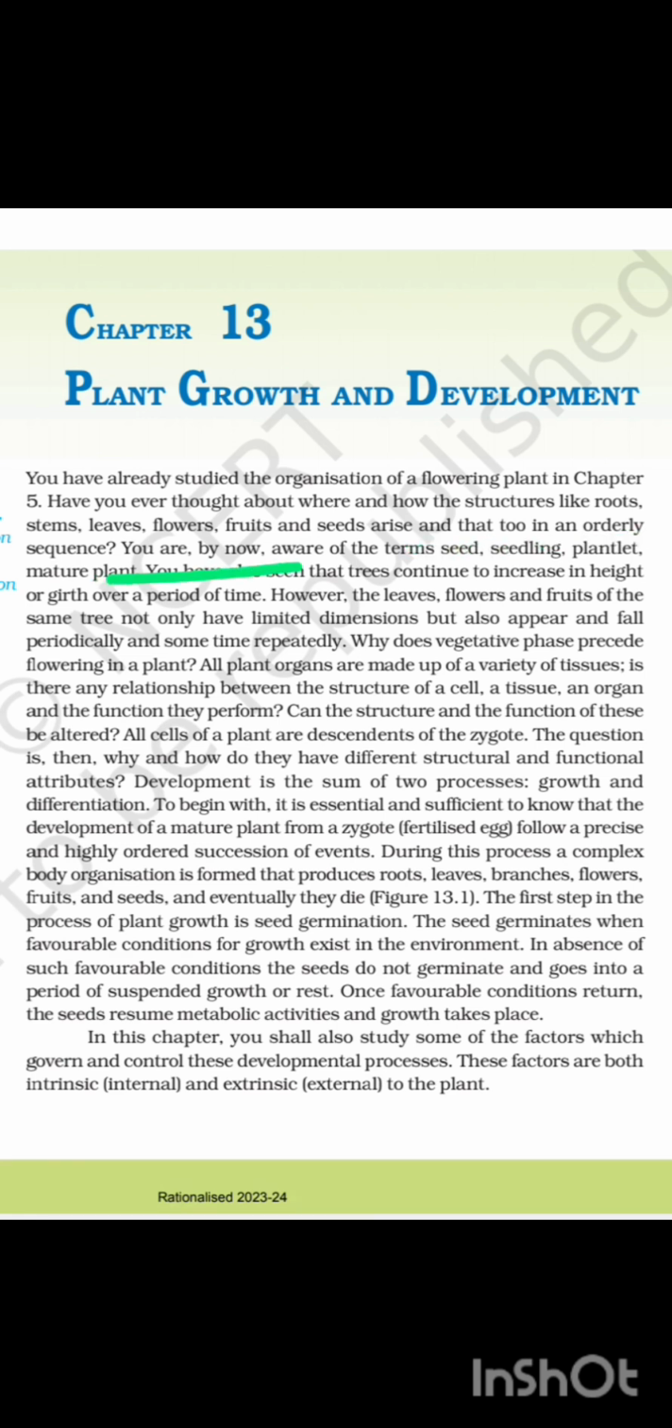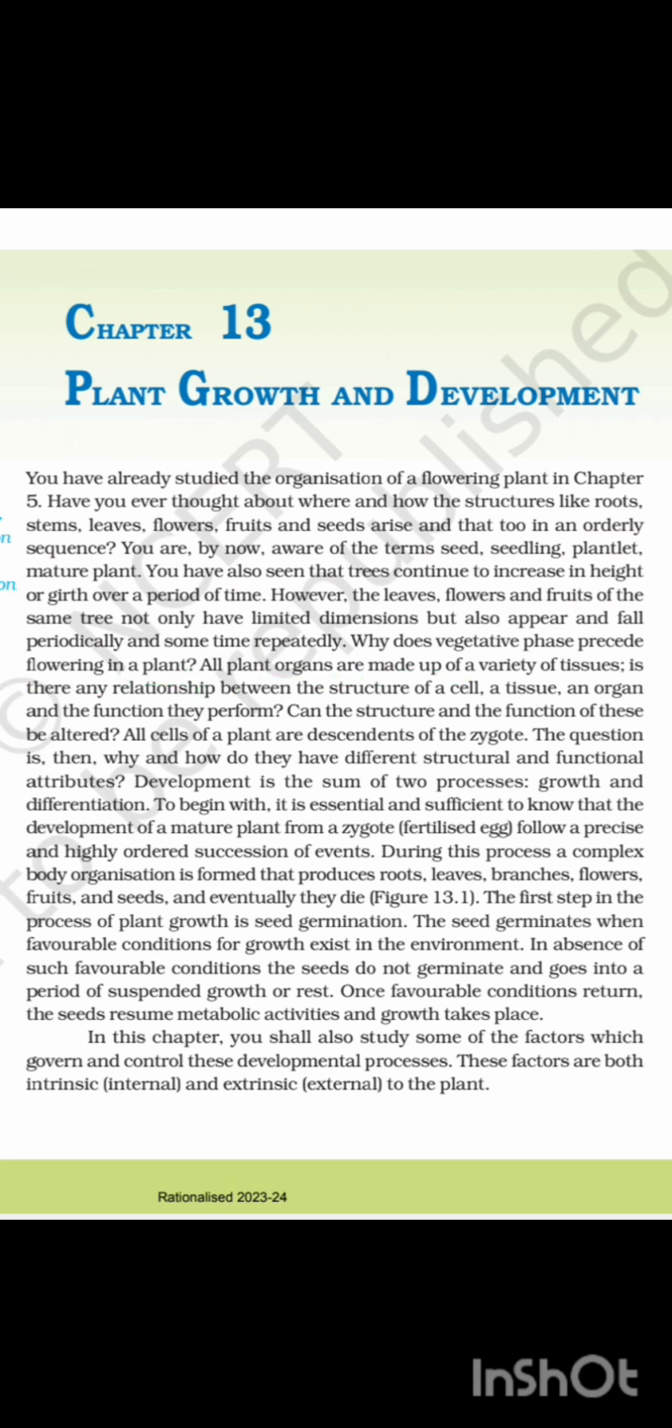You are by now aware of the terms seed, seedling, plantlets, mature plants. You have also seen that trees continue to increase in height or breadth over a period of time. However, the leaves, flowers, and fruits of the same tree not only have limited dimensions but also appear and fall periodically and sometimes repeatedly.